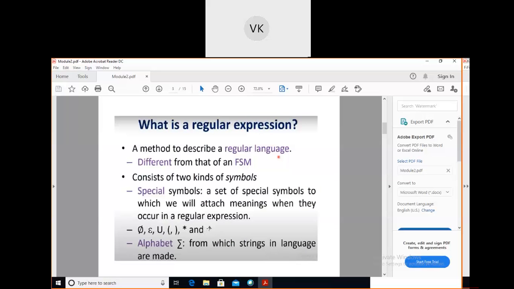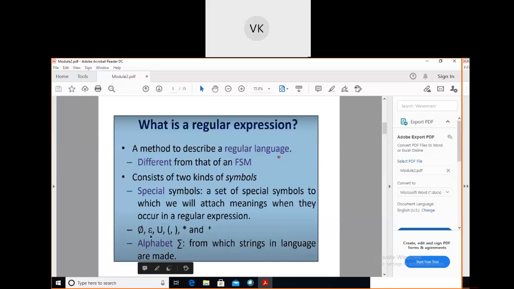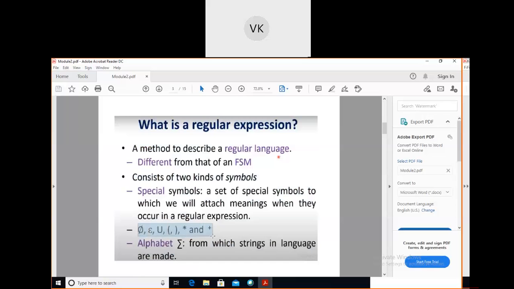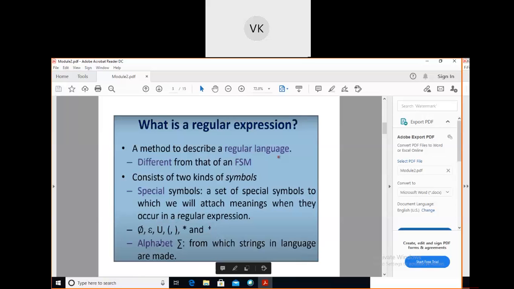Here, it should appear at least one time, or it may appear any number of times. That is the meaning of plus. All these are some of the special symbols we are going to use in regular expressions.